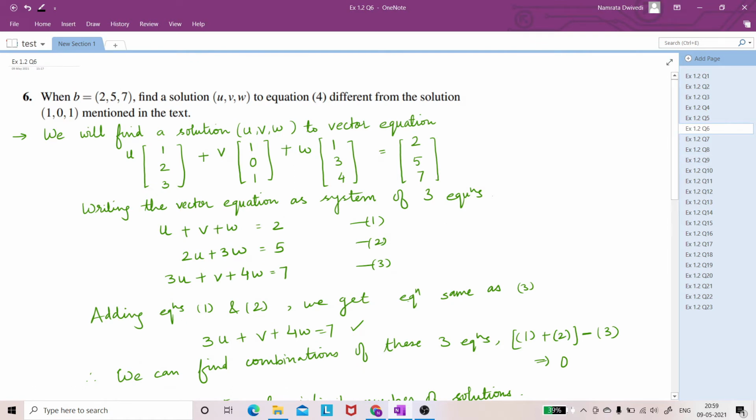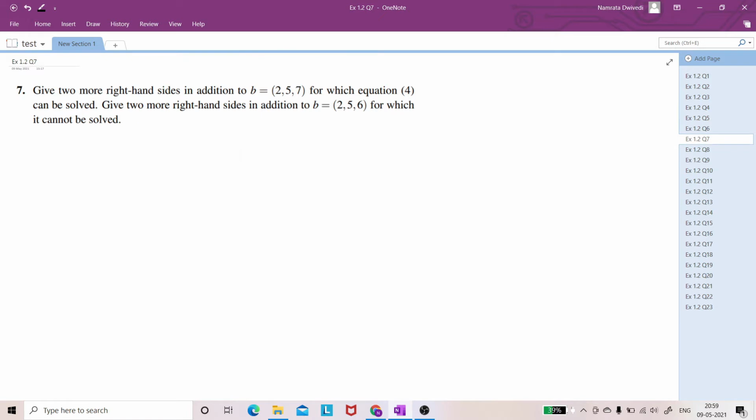Now let's start with question number 7. It is given: find two right hand sides in addition to b equal to (2, 5, 7), for which equation 4 can be solved. Give two more right hand sides in addition to b for which it cannot be solved. Okay, so how do we start?